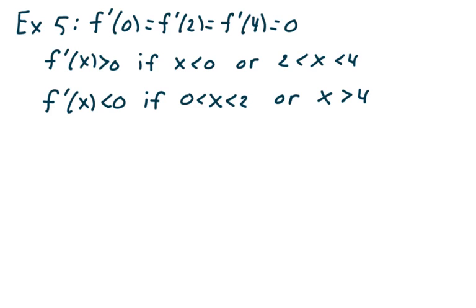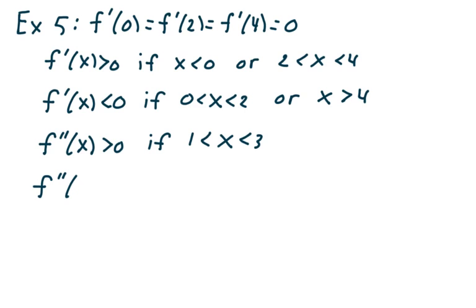And f double prime of x is positive if x is between 1 and 3. That means concave up. And then f double prime of x is negative if x is less than 1 or x is greater than 3. Okay.